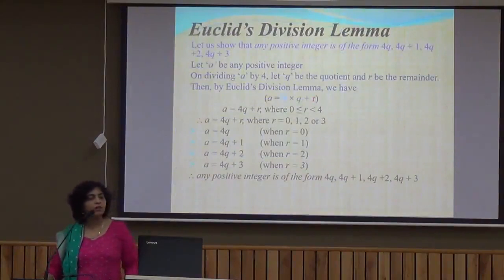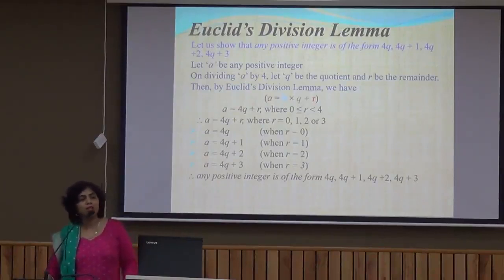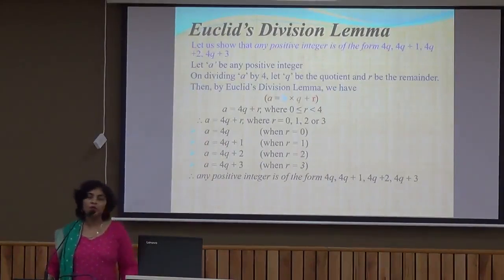Let us take another example. Let us show that any positive integer can be represented in the form 4q, 4q plus 1, 4q plus 2 or 4q plus 3. That means any integer can be represented in any of the four forms. So we take any positive integer and divide it by 4. Let q be the quotient and r be the remainder. According to our division lemma, a is equal to 4q plus r and r should be less than 4. It can take any value 0, 1, 2 and 3 but not greater than 3.